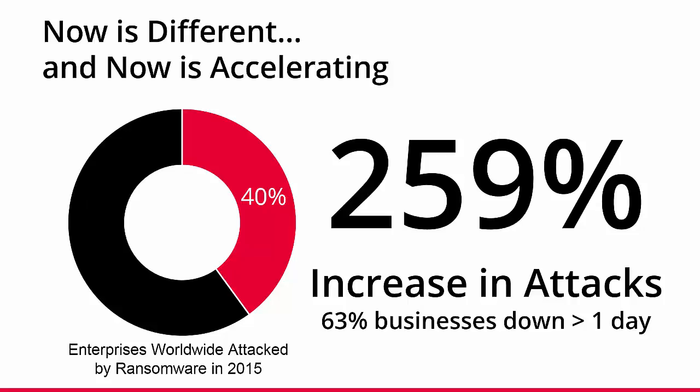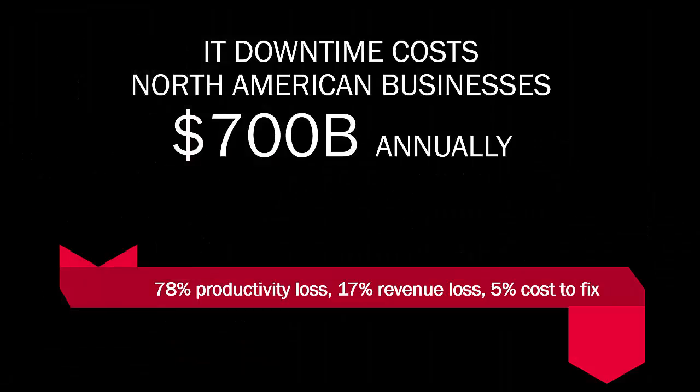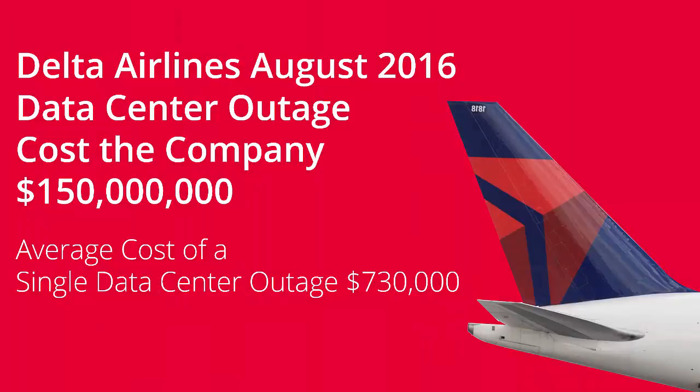In fact, it looked like 63% of businesses were down more than a day due to ransomware alone. And that's just one of the many types of downtime. In North America, downtime costs about $700 billion every single year, which is mostly due to productivity loss, but also due to revenue loss and the cost to fix. One example of that is the story of Delta Airlines a few months ago, which everyone heard about.